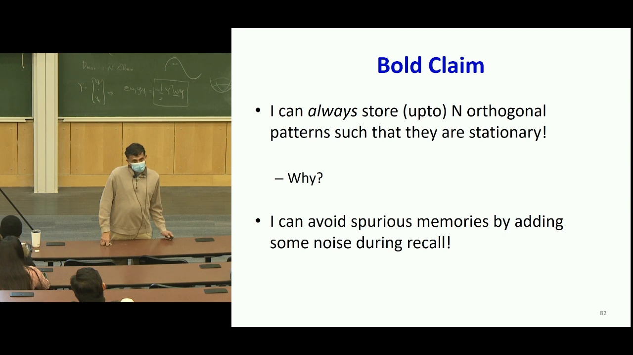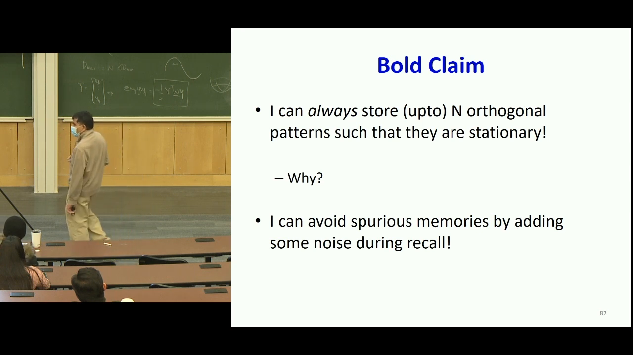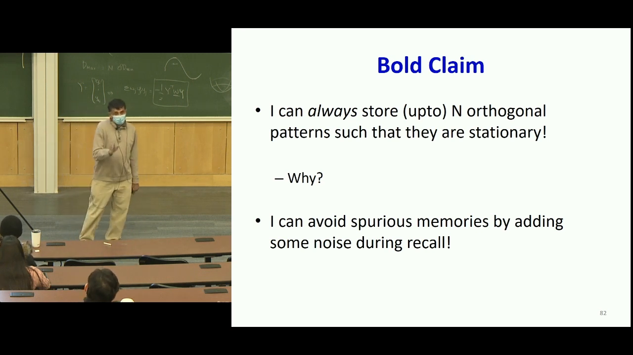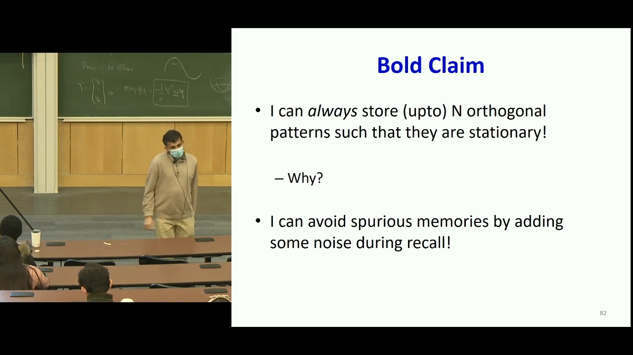If all of them have positive eigenvalues, then you're going to get lambda y equals Wy, which means the sign of lambda y is the same as the sign of y itself. The sign of Wy is the same as the sign of y itself, right? Which means the pattern is stationary, right? So it's fairly trivial to show that you can always build a network that has n stationary patterns. The problem is not stationarity, the problem is stability, right?